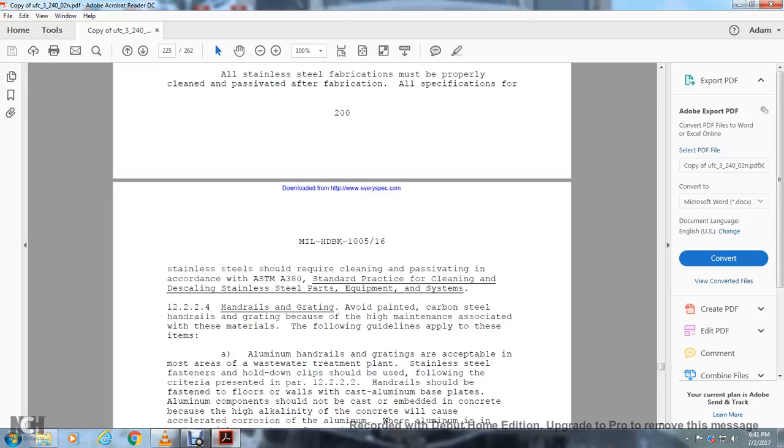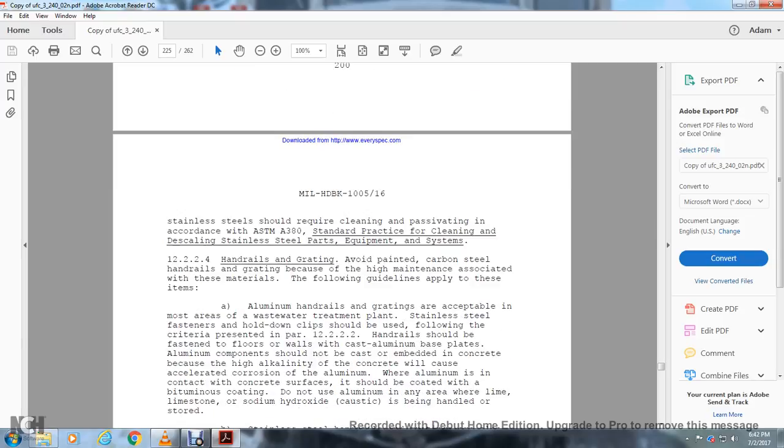12.2.2.4 Handrail grating. Avoid painting carbon steel handrails and grating because of the high maintenance associated with the material. The following guidelines apply. Aluminum handrails and grating are acceptable in most areas of the wastewater treatment plant. Stainless steel fasteners and hold-down clips should be used.